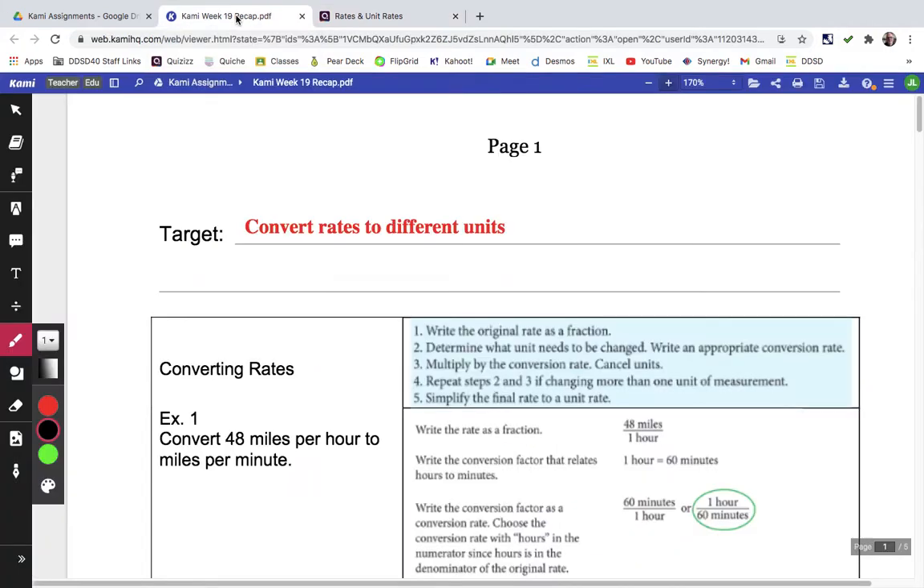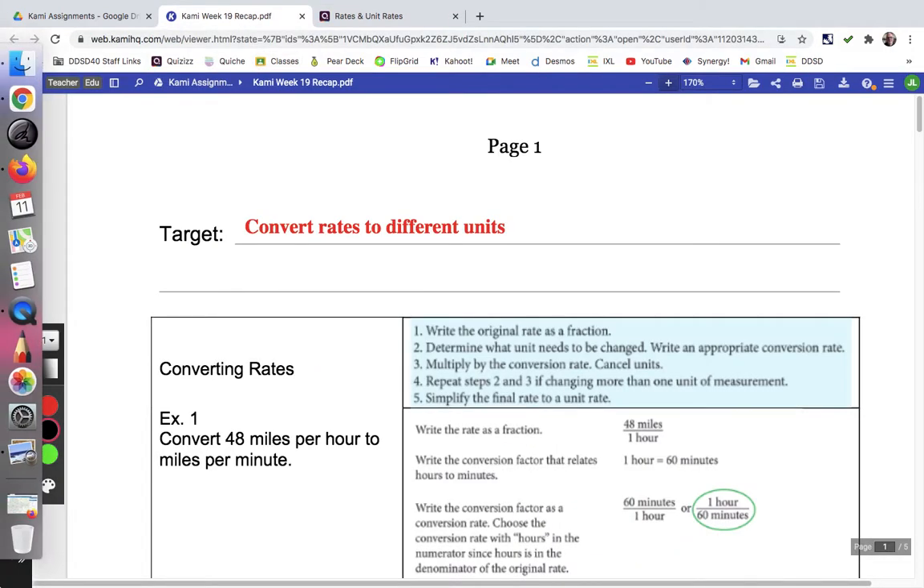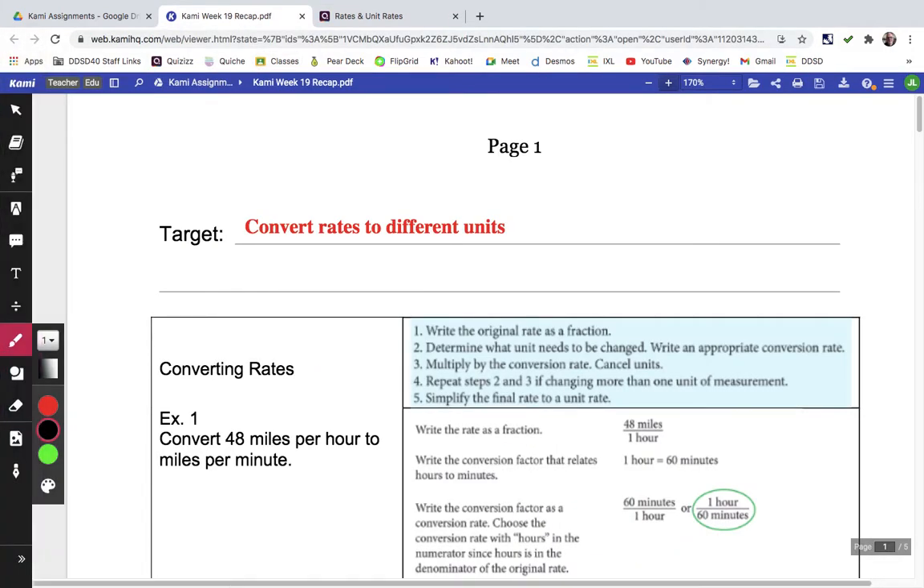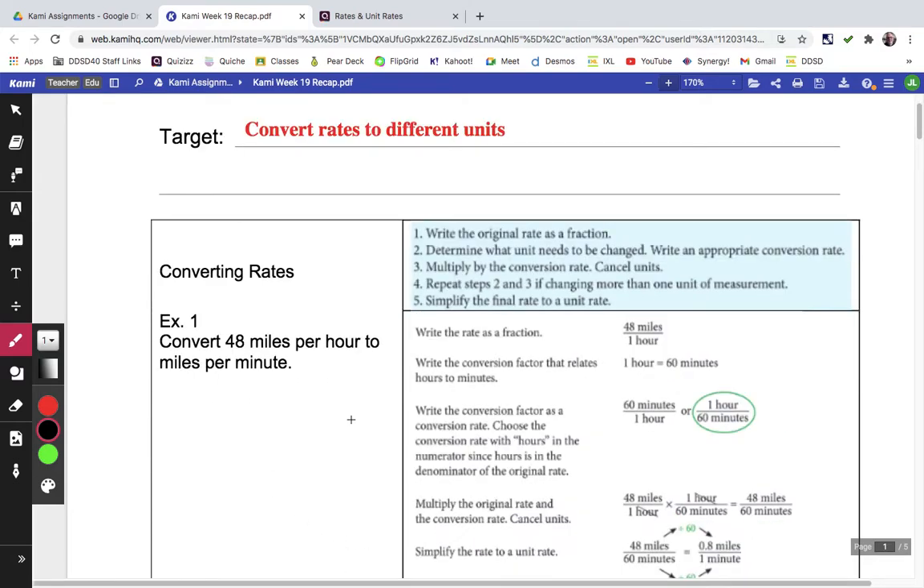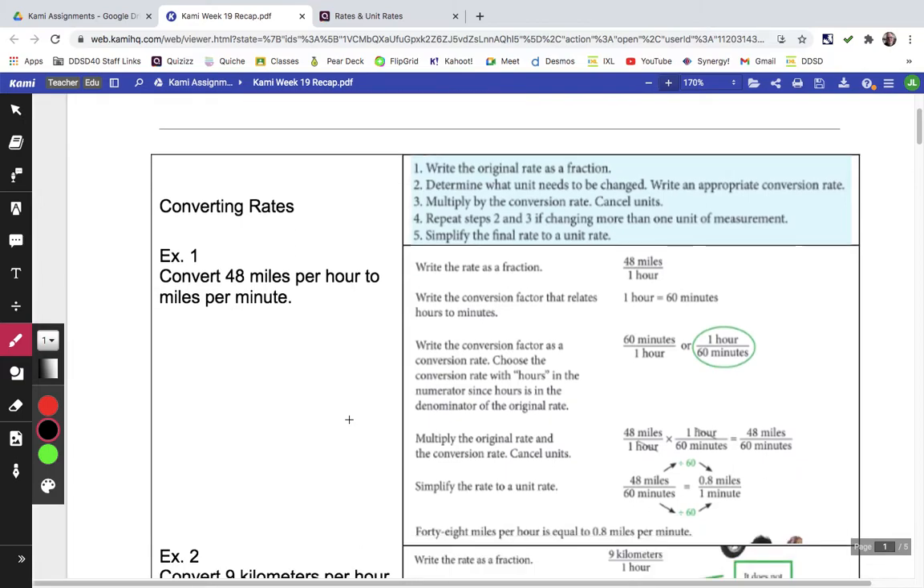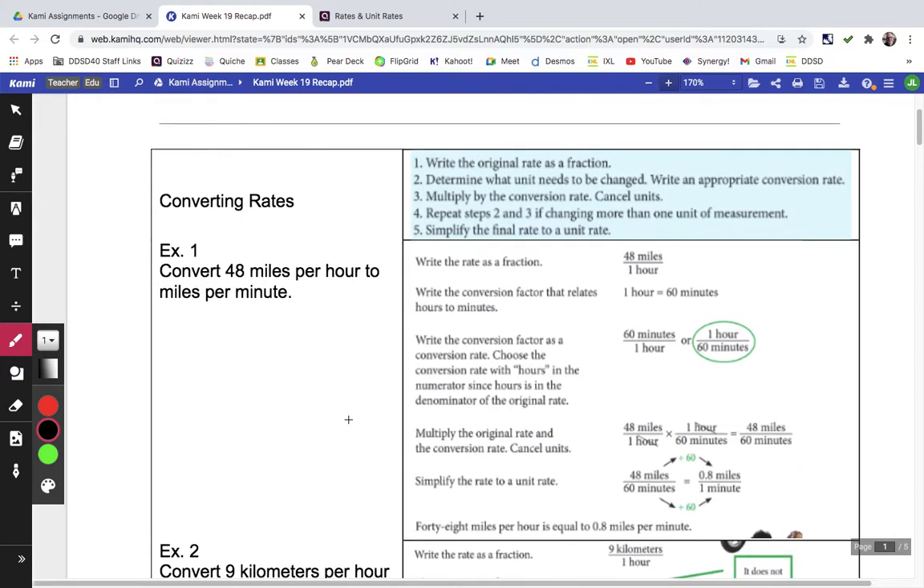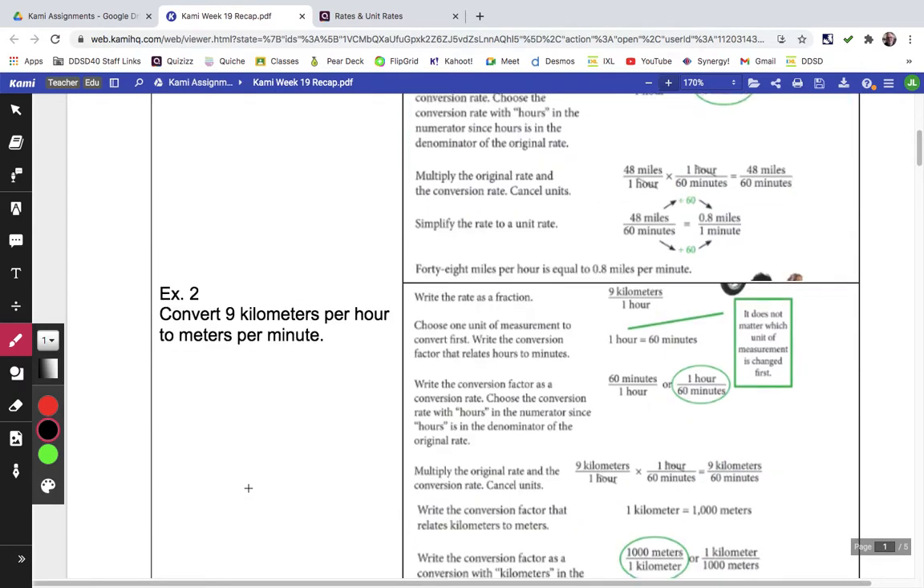What we did today was work on Kami week 19, and the first thing to notice is that the first page is the same as the second page. It's the answer key. So here are the steps when we're going to convert units. You write the original rate as a function, determine what unit needs to be changed, then write the appropriate conversion rate. So we're going to stop right there, and I'm going to show you what that looks like.